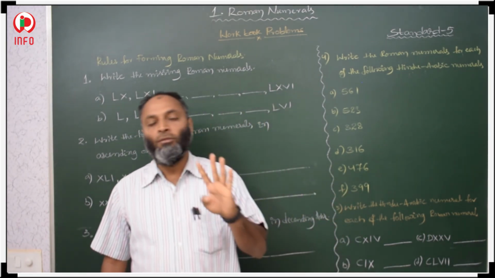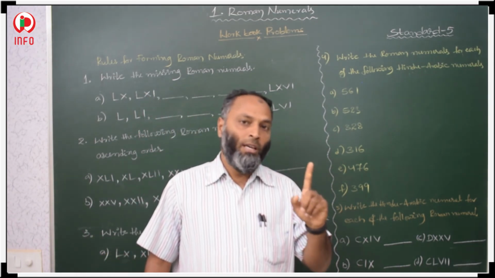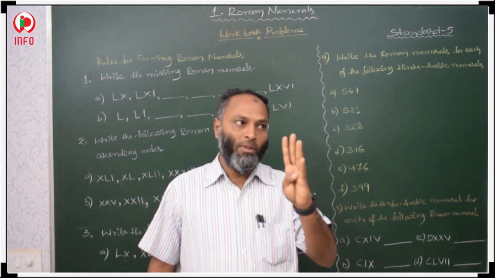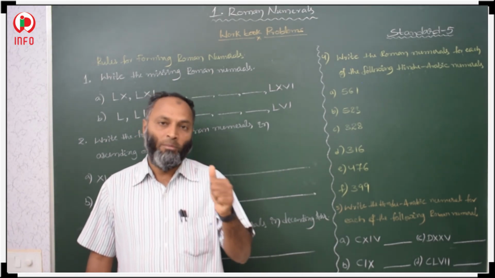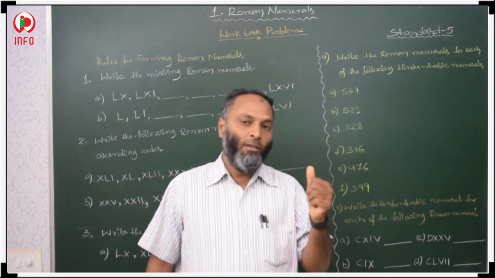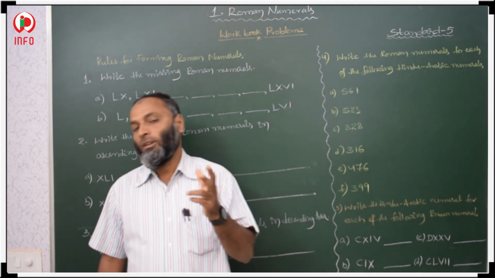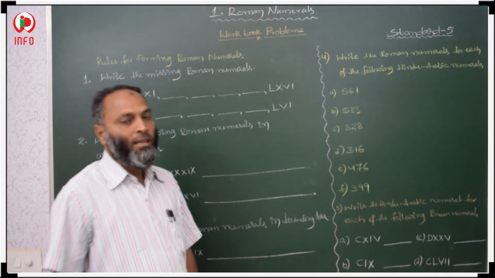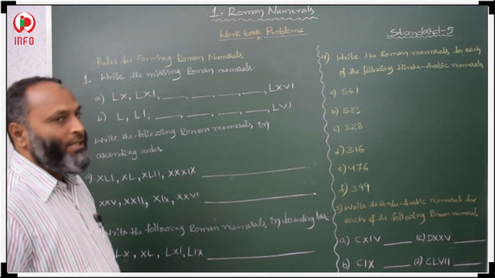After that, only 4 Roman numerals will repeat. What? I, X, C, and M. These Roman numerals will repeat, and the other Roman numerals never repeat. What? V, L, and D. These 3 Roman numerals never repeat. So we discussed all these rules in our textbook. Now there are some sums we are going to discuss.